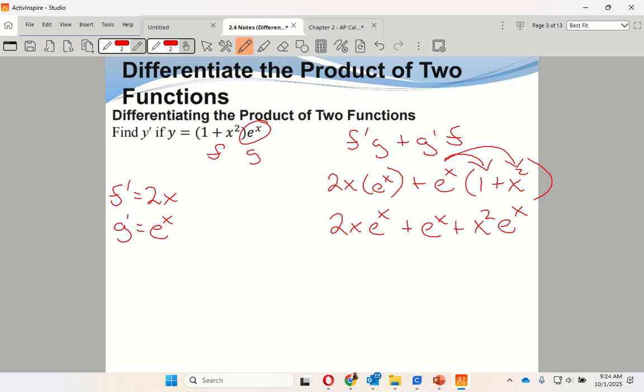So AP question, you could leave your answer as this if this is free response. But normally on free response, they don't actually stop there. They usually have it in a factored form. So I would actually take out an e to the x from everything. If I take out an e to the x, let's put it in descending order of degree. So that would be an x squared, then I would have a plus 2x, and this one's going to be a plus 1.